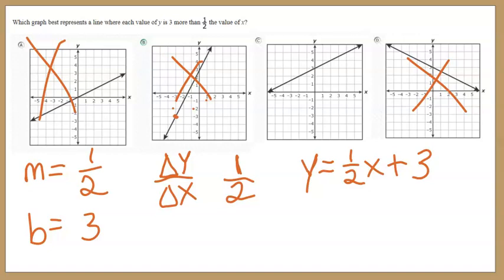Here I have a nice point at -4, 1. So I go up 1, right 2. Up 1, right 2, up 1, right 2. So my change in y was increasing by 1, and my change in x was increasing by 2. Therefore, C is my correct answer.